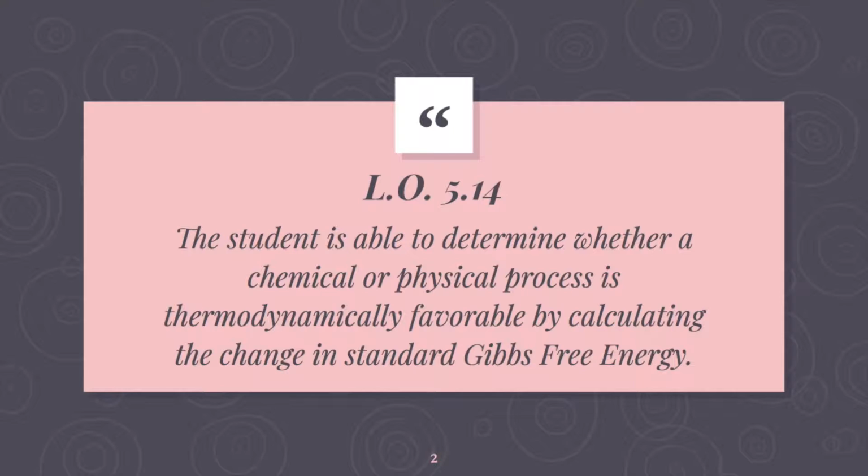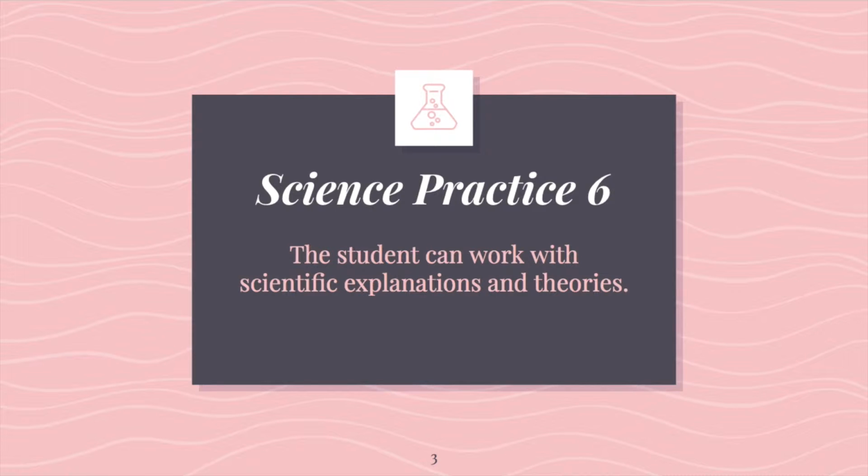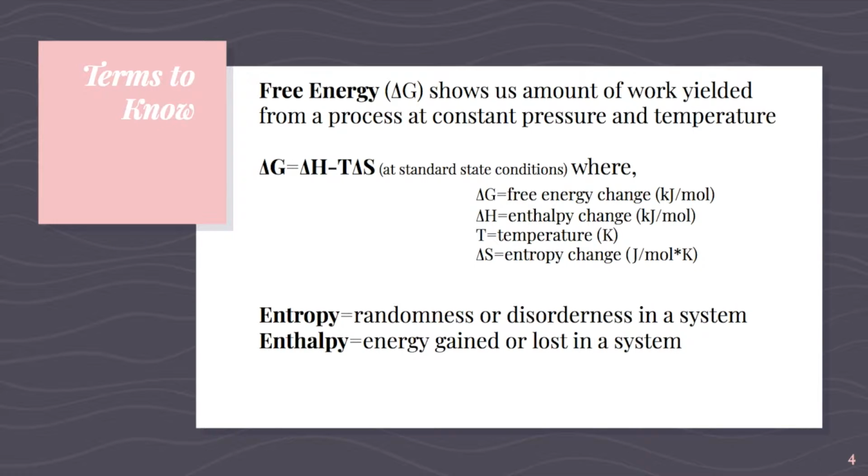Gibbs free energy, Jessica Jang. Learning objective: The student is able to determine whether a chemical or physical process is thermodynamically favorable by calculating the change in standard Gibbs free energy. We'll apply science practice 6. The student can work with scientific explanations and theories.